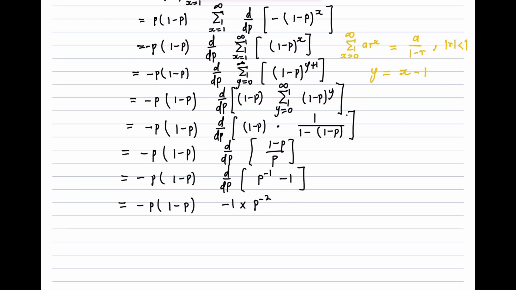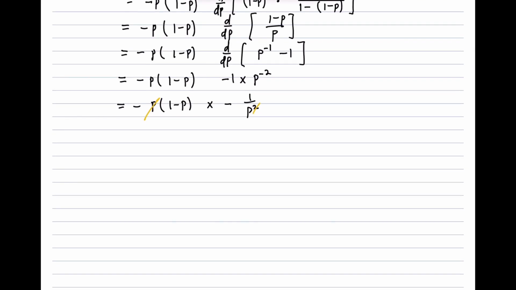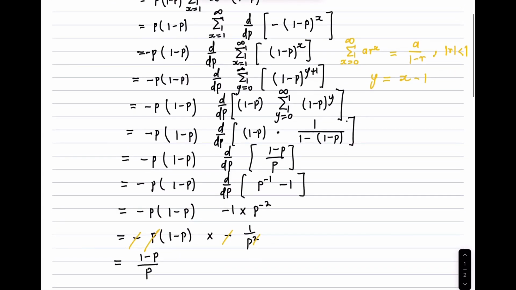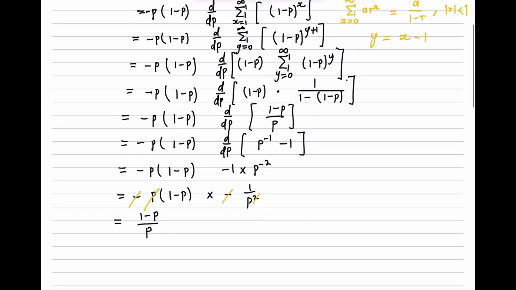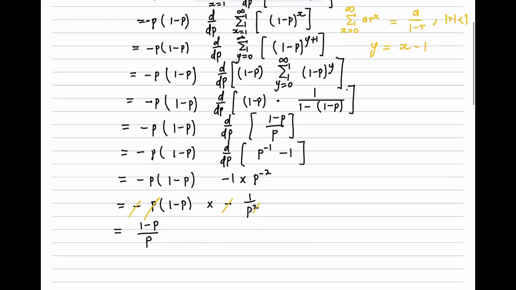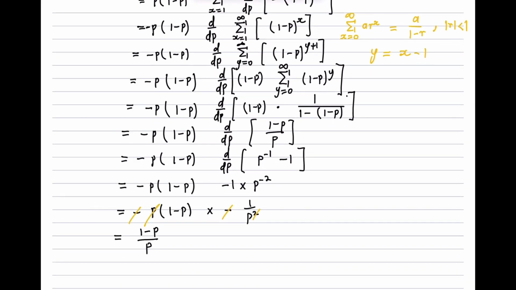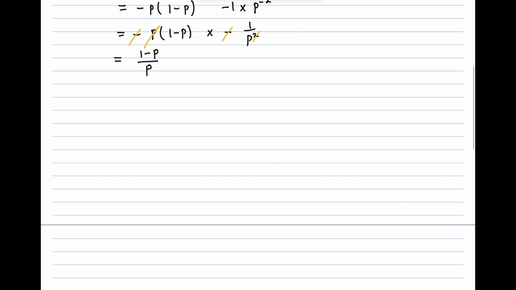And so now, factoring this all together, we've got negative p 1 minus p times negative 1 on p squared, and the first p cancels with the p squared in the denominator there, the negative cancels with the negative there, and we are left with the expression 1 minus p over p. And so that is a very complicated but quite simple result in the end for the expected value of x. Let's move on to the variance.